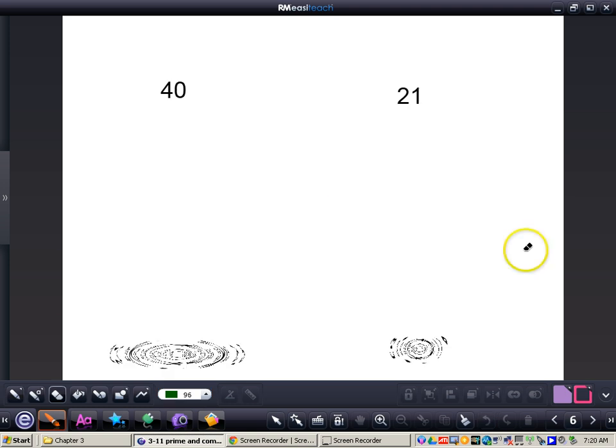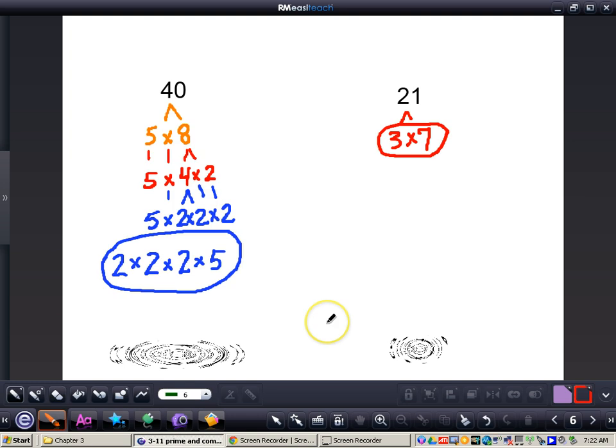Now I want you to do the numbers 40 and 21 in your notes all by yourself, and when you are finished with this, you can press play and I will have the answers for you. So I want you to pause the video now. So here are the two answers. Okay, for 40 we have 2 times 2 times 2 times 5, and then for 21 we have 3 times 7 for the prime factorizations of those numbers.